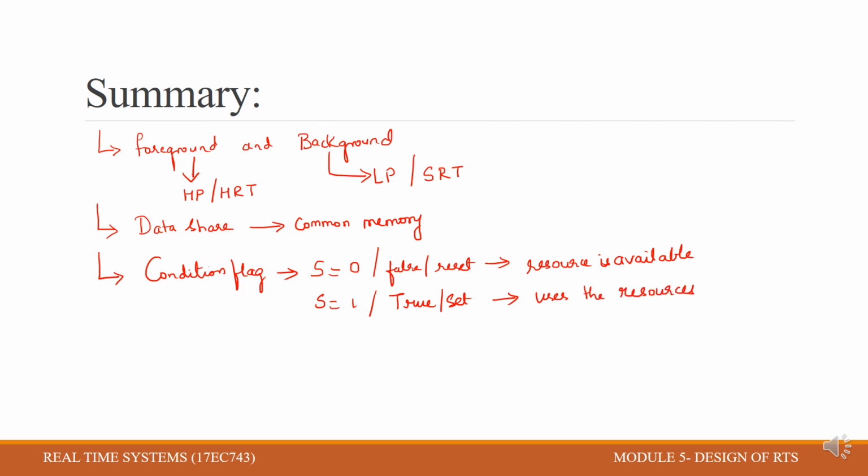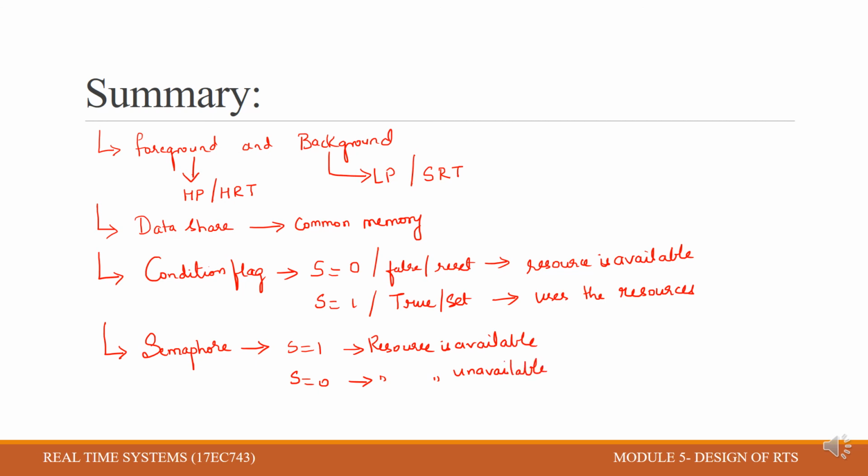The next concept we understood was the semaphore. For a semaphore, we know that if S is equal to 1, the resource is available, and if S is equal to 0, the resource is unavailable. Apart from this, it also gives you the information that tasks run in strict sequence in the case of a semaphore. Thank you.